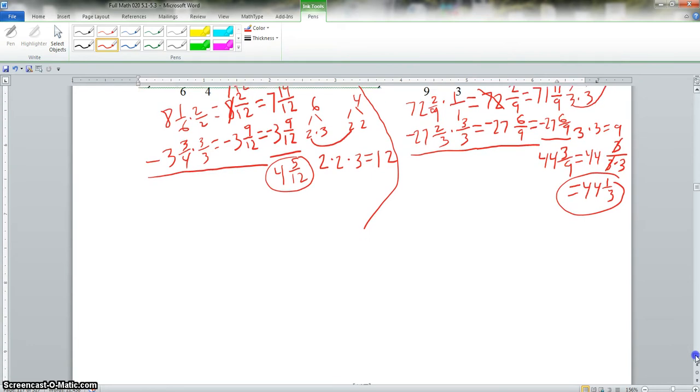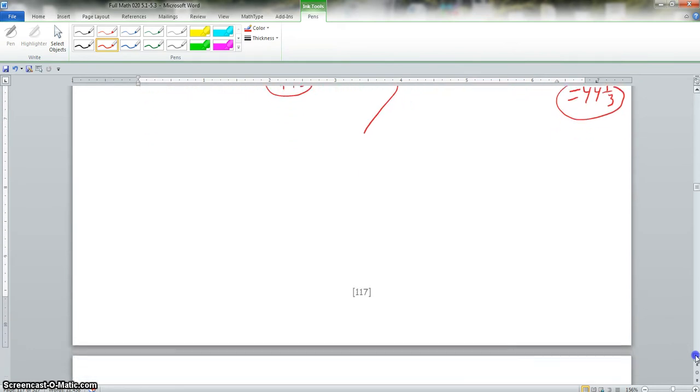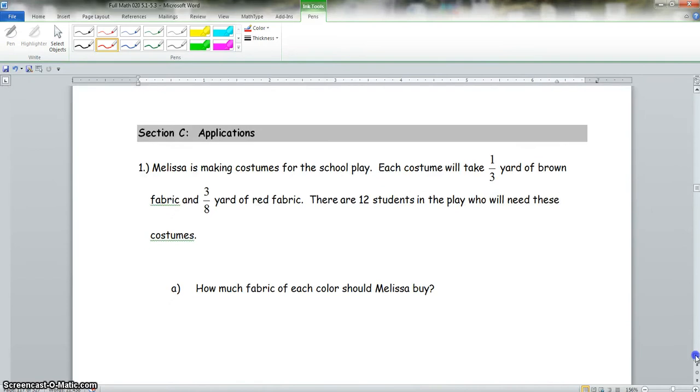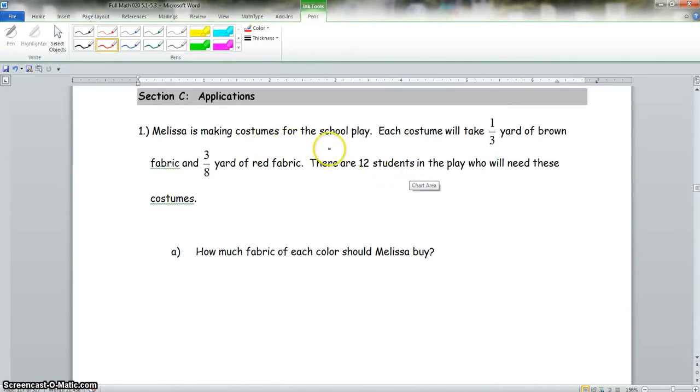Now we scroll down here to section C, applications. It says Melissa is making costumes for the school play. Each costume would take 1/3 yard of brown fabric and 3/8 yard of red fabric. There are 12 students in the play who will need these costumes. How much fabric of each color should Melissa buy?